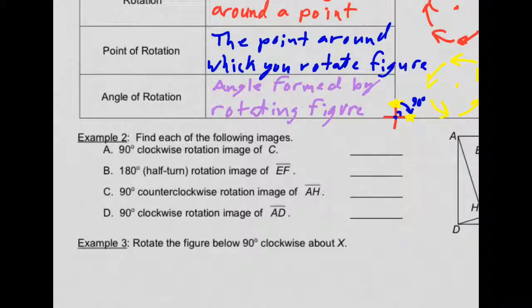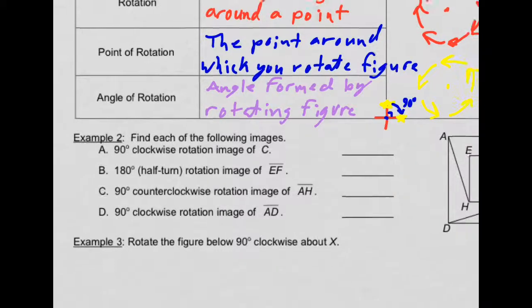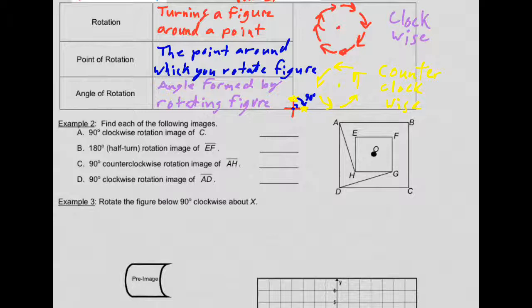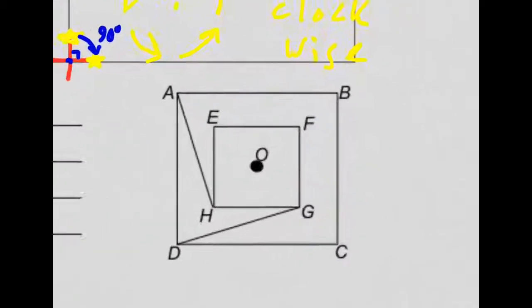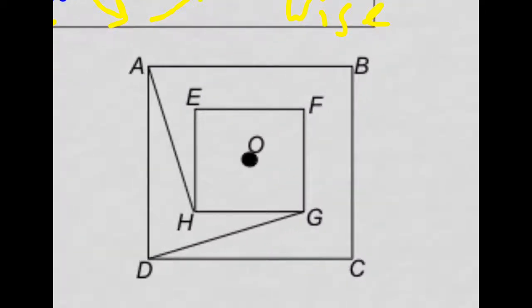Alright, example 2 says find each of the following images. So I want you to get out your patty paper here, and we're going to be playing with this square right here. Get out your patty paper and I want you to trace this square and trace everything in it. Make sure you're also tracing the letters as well.